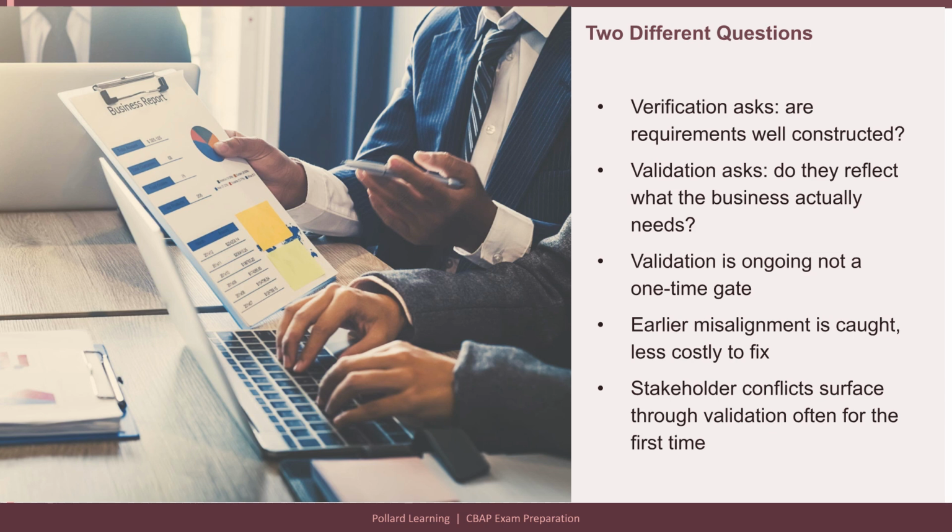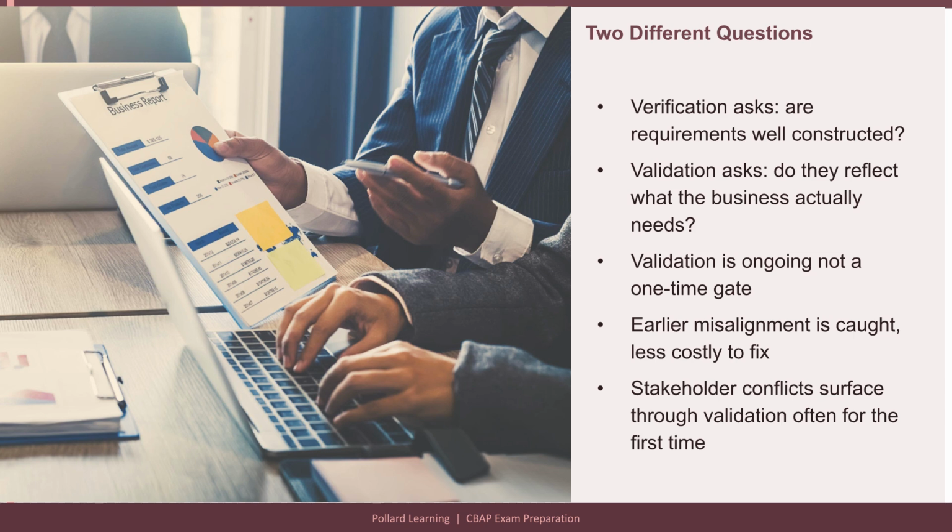Requirements validation is an ongoing process, not a one-time gate at the end of specification. It runs throughout the analysis work, because the earlier a misaligned requirement is caught, the less costly it is to correct. A misalignment found during validation is a removal and a log entry. The same misalignment discovered after design and development is a scope change, a rebuild, and a cost that compounds.